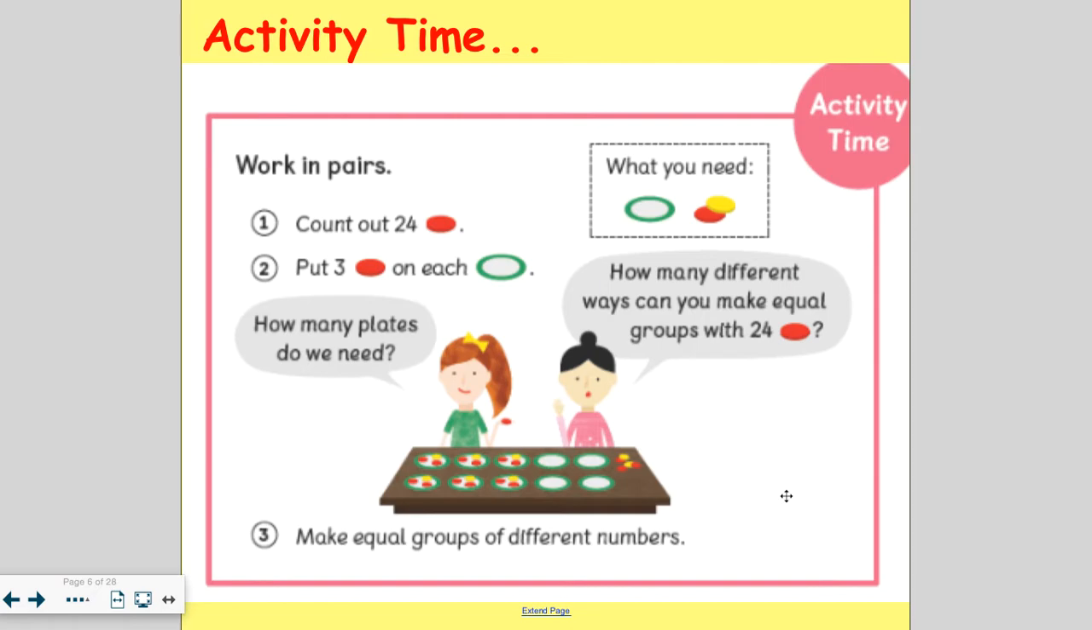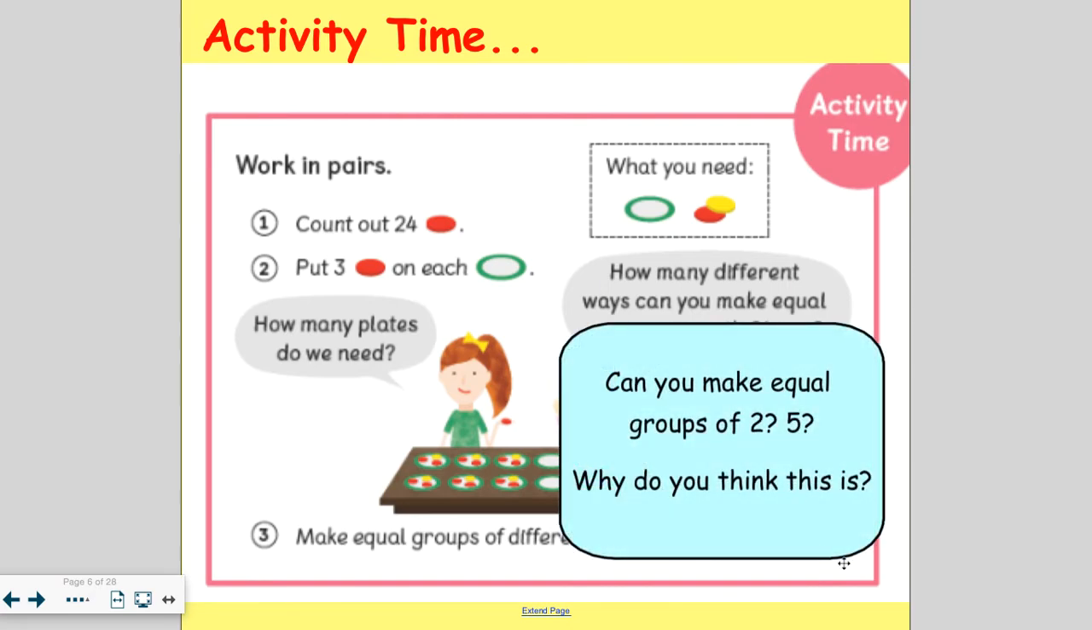I wonder then if you could see any other ways that you could make equal groups with 24 items. Can you make equal groups of 2 using your 24 items? Maybe you could make equal groups of 5. Investigate and then think about why you think this is. You'll need to pause the video here and spend as long or as little amount of time on this activity as you need to. Can you challenge yourself to write the number sentences that match what you have done?